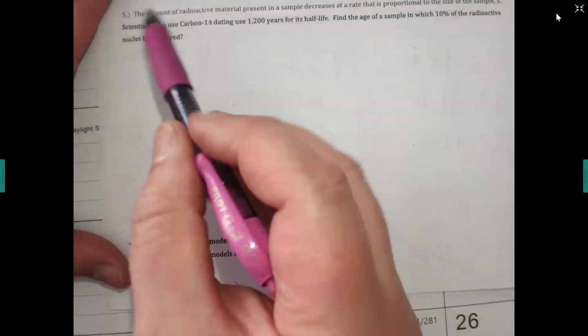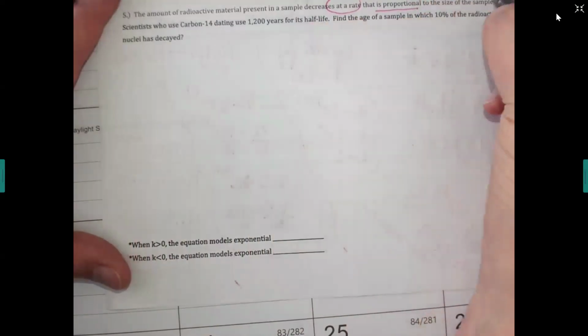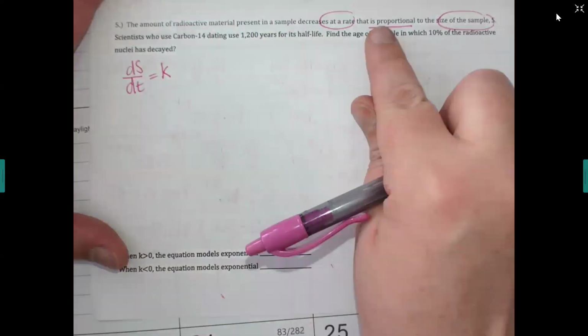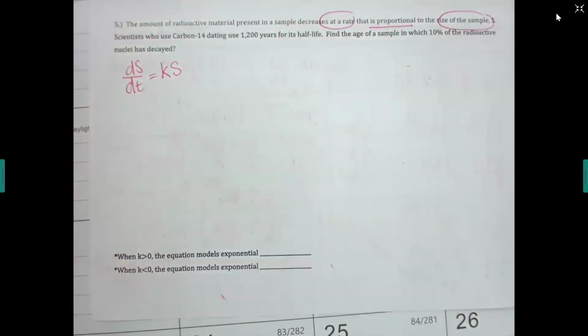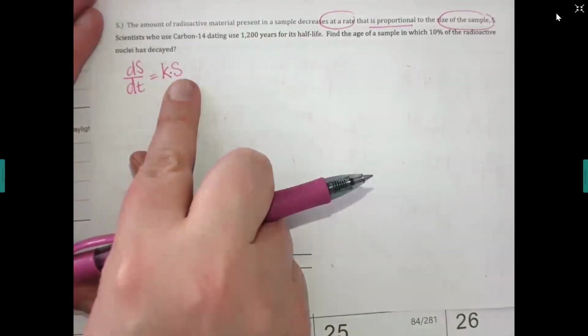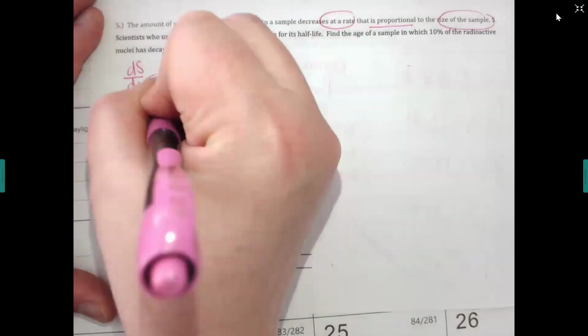Okay, this time we have the radioactive material present in a sample decreases at a rate that is proportional to the size of the sample. So if I have the rate the sample is changing, I would call that ds dt. And then it says it's proportional, that's my K. Proportional to what? Sample size S. Okay, from there, I want to separate. My multiply S is going to end up as a what on the other side? A 1 over S ds, and then a K dt.